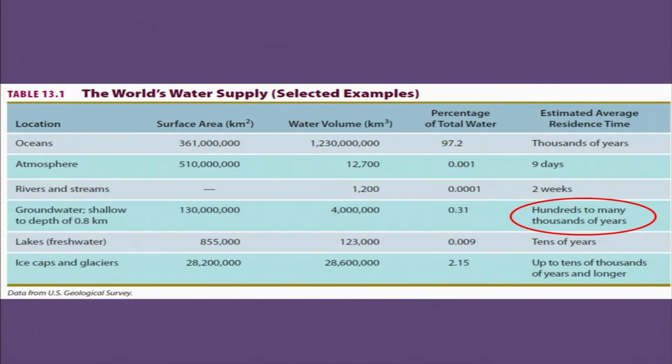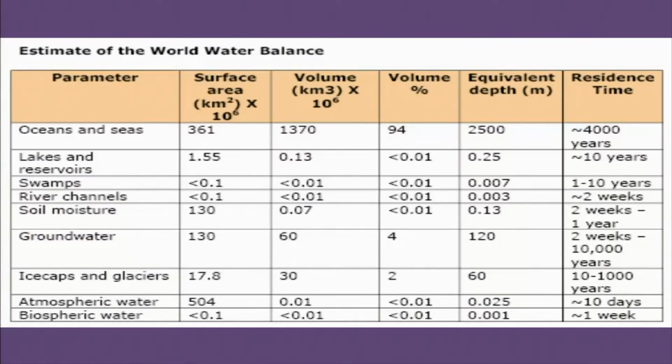Welcome back. Yesterday in the previous lectures we were talking about the estimated average residence time of different locations, like the ocean, atmosphere, rivers and streams, groundwater, and finally we talked about groundwater, which can remain for hundreds to many thousands of years in the shallow subsurface. This table also shows some data of residence time.